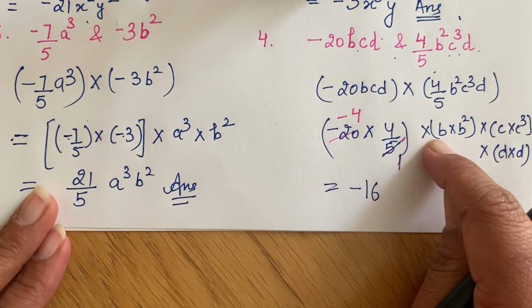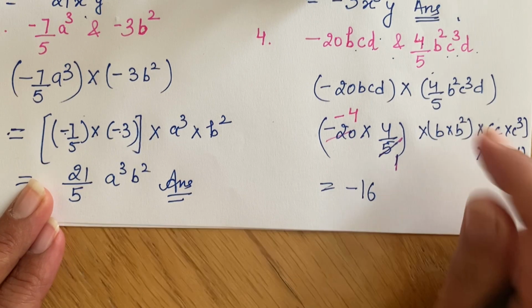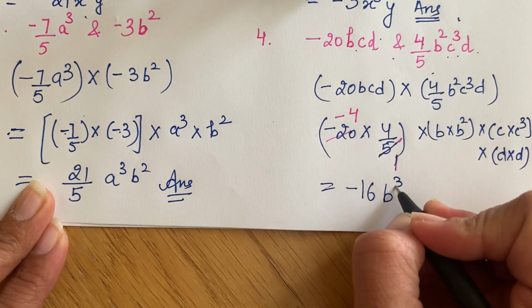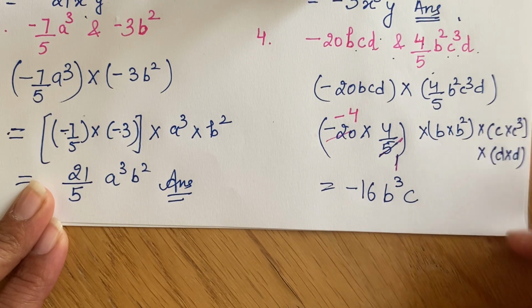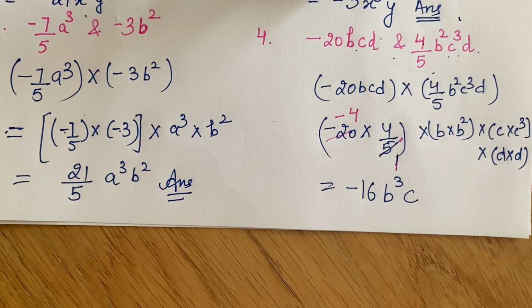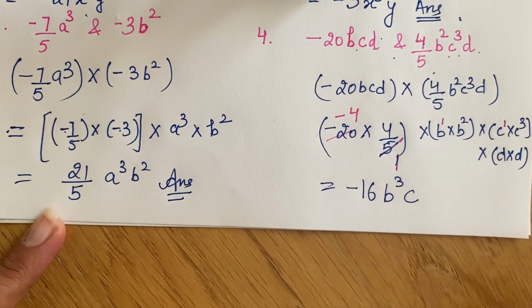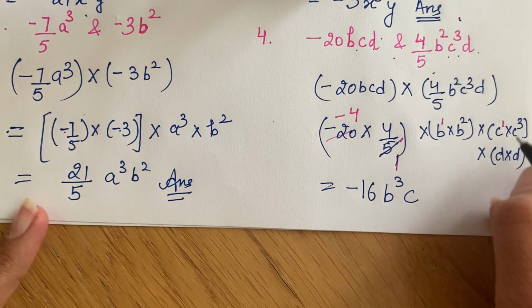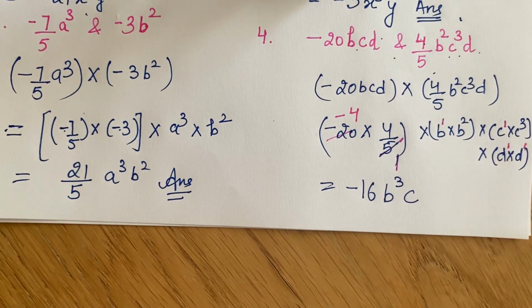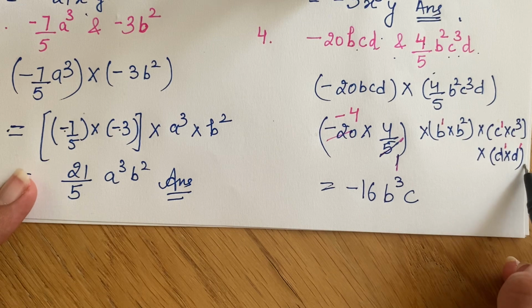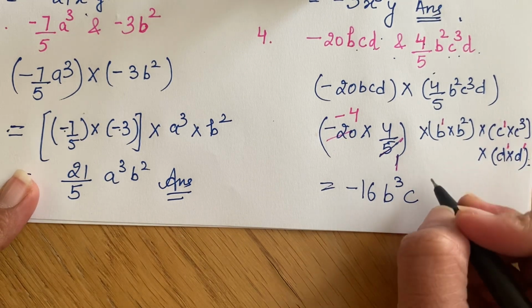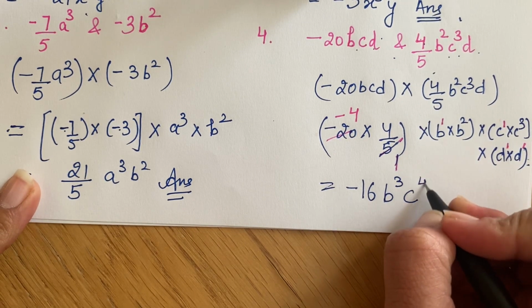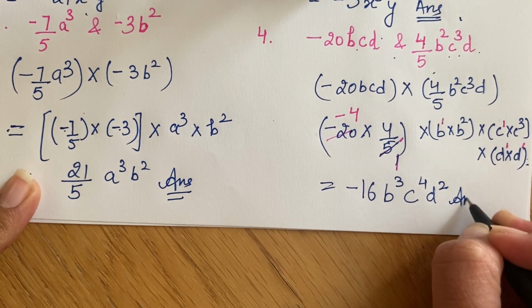b raised to the power 1, b raised to the power 2 will become b raised to the power 3. c raised to the power 1 and c raised to the power 3 will become c raised to the power 4, and d raised to the power 1 and d raised to the power 1. Multiplication sign is there, bases are same, so we will add the powers. So this would be the answer.